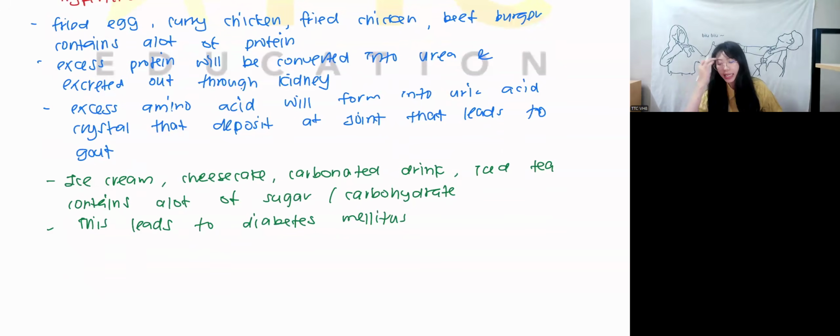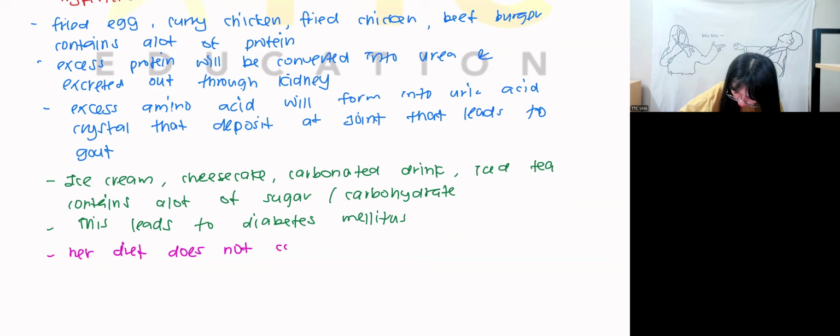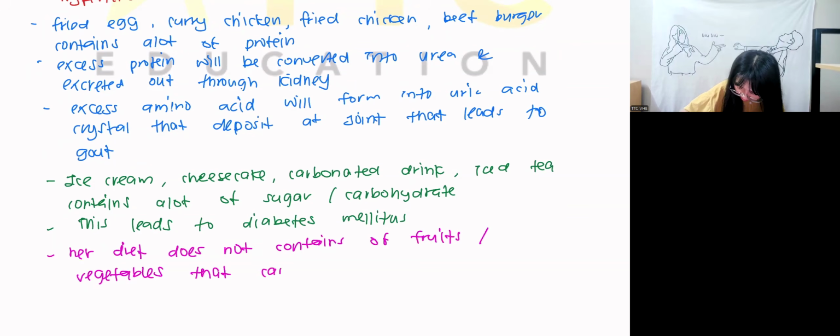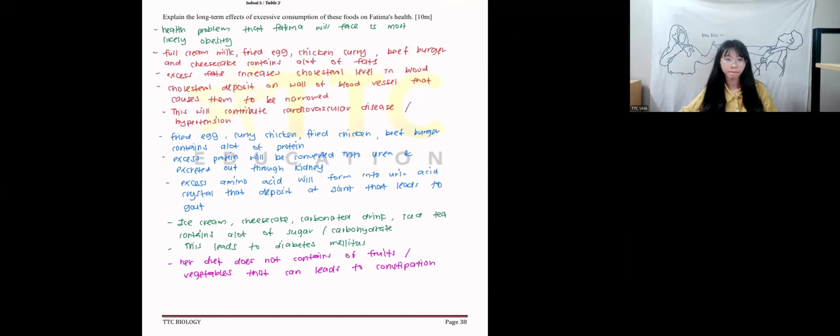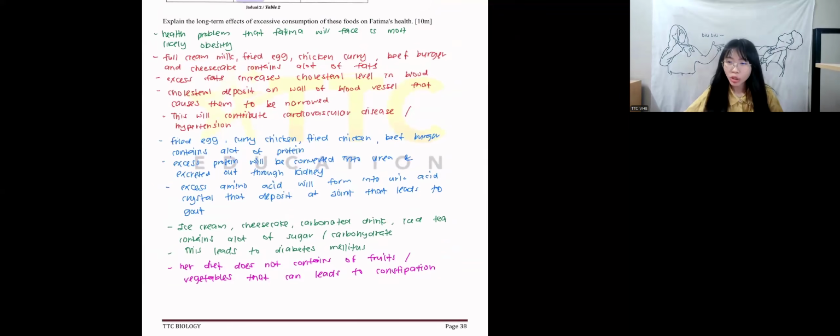What is lacking in this menu? There are no vegetables or fruits. So she will have a chance of getting constipation or vitamin deficiency. So you're going to say her diet does not contain fruits, or you can say vegetables, that can lead to constipation.